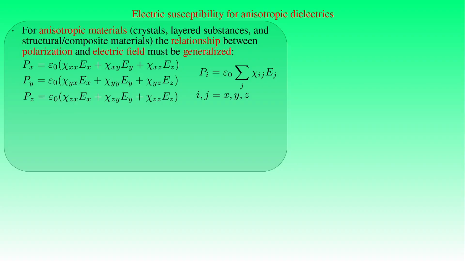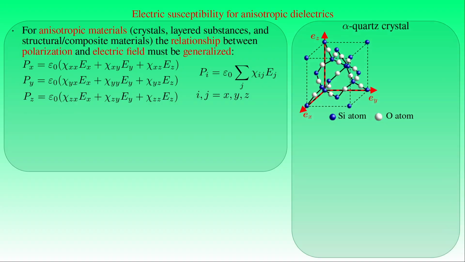As an example for anisotropic dielectrics, we show the toy model of the unit cell of the alpha quartz crystal made up of silicon and oxygen atoms. The model illustrates the internal structure created by the chemical bonds between the atoms, where the physical properties of the crystal differ depending on the direction of the measurement.